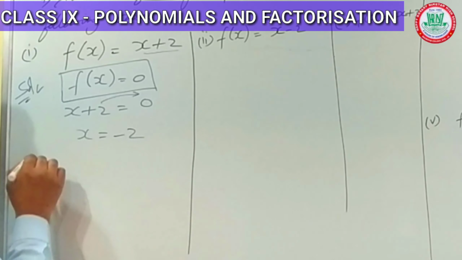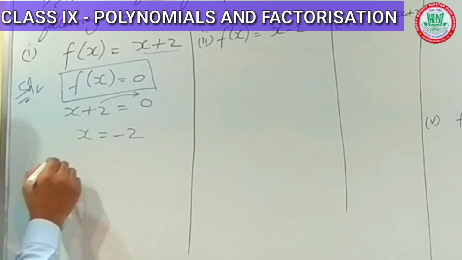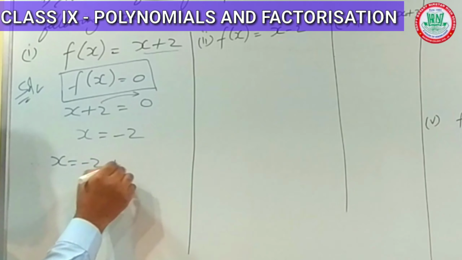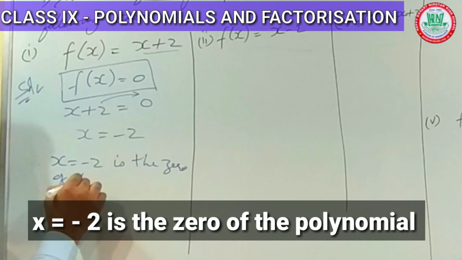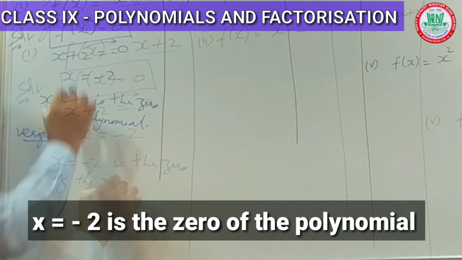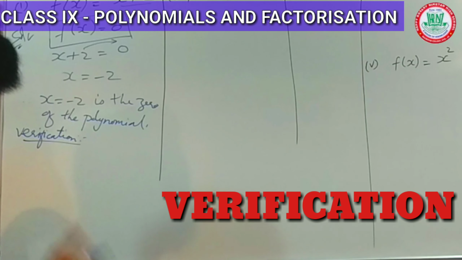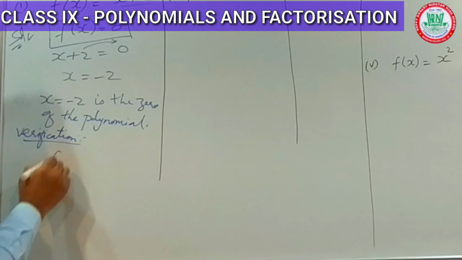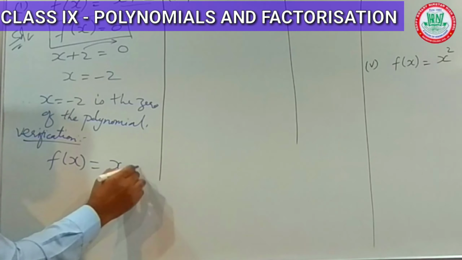So I got x is equal to minus 2. Therefore, what is the value of the zero of the polynomial? Therefore x is equal to minus 2 is the zero of the polynomial. We are doing the verification of whether this answer is right or not. To solve this, f of x is equal to x plus 2, which is given.